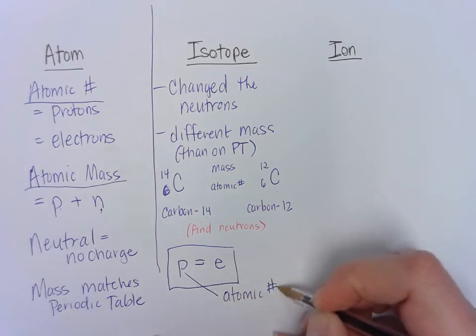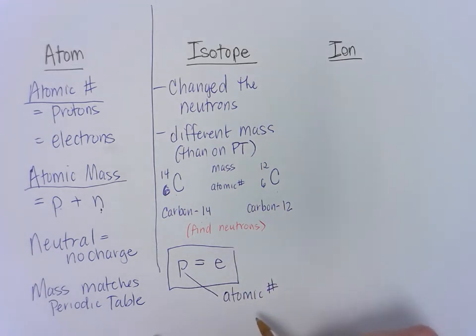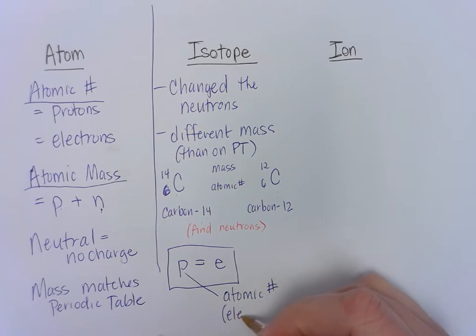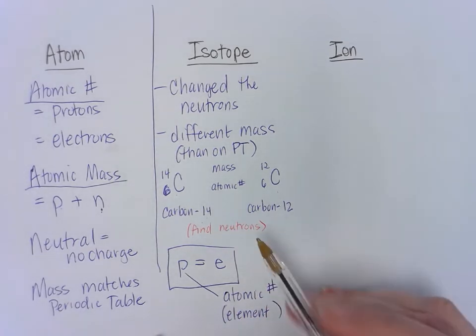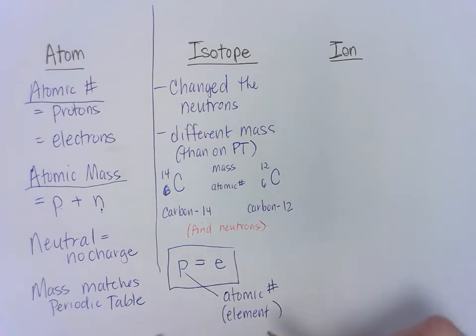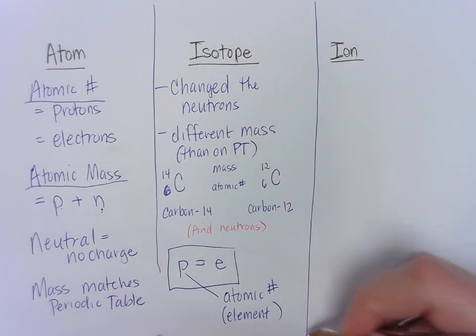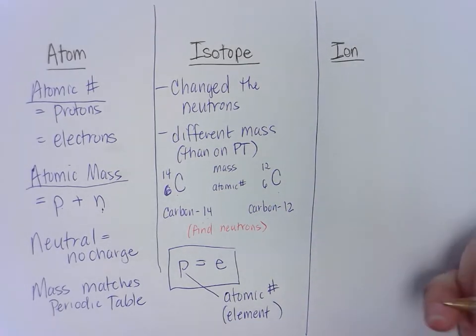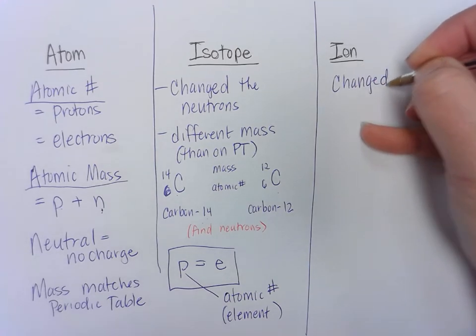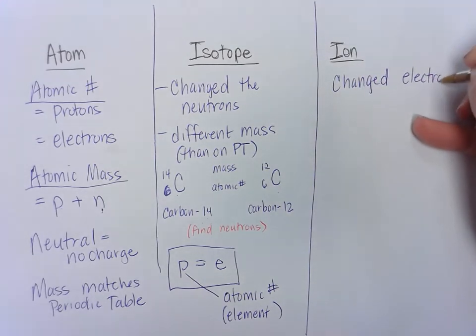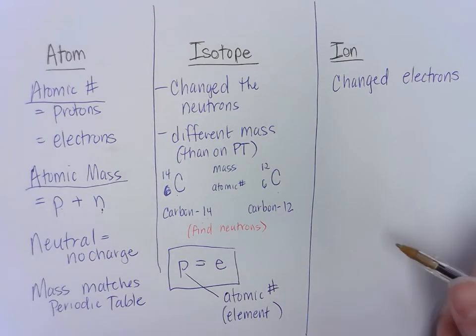Now remember, the atomic number identifies what element you are dealing with. So if the atomic number is 6, we always know that it's carbon. If the atomic number is 7, then that's nitrogen. It just depends on what substance you're looking at. Okay, so that's isotopes. And then we have ions, and in ions you have changed the electrons, because we cannot change the number of protons. If protons change, we have a new element.